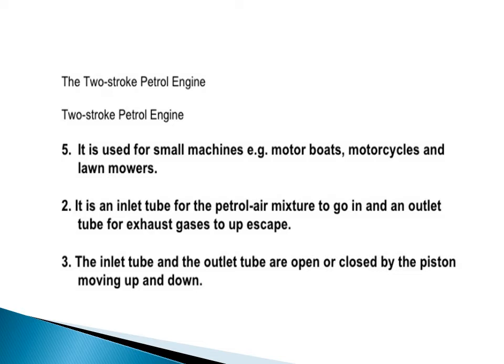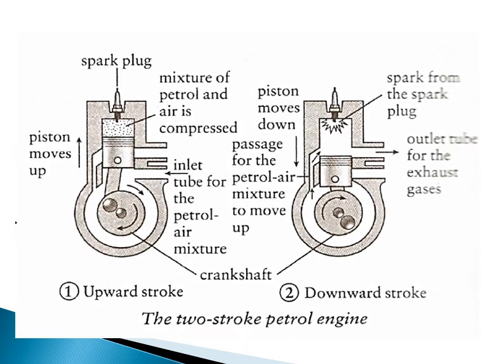So this piston acts as a door for these two tubes. When the piston moves down and up, the inlet and outlet tubes will be opened and closed. So this is the diagram of the 2-stroke petrol engine. Look at the first one. We have two strokes, the upward stroke and the downward stroke. Very easy.